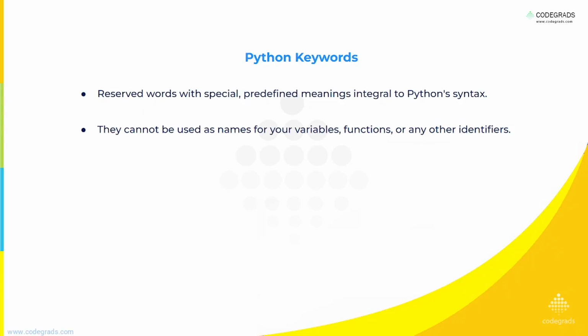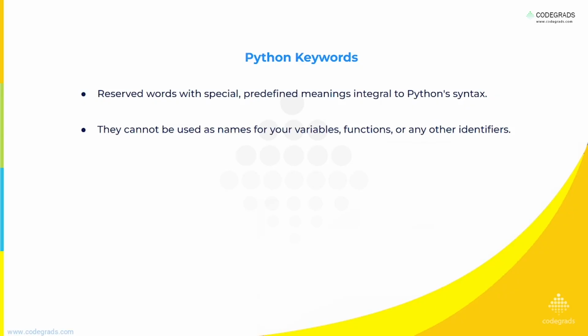Now, examples can be like if, else, for, while, class, try, True, None. So these are the keywords and they have their specific meaning for a specific task. They can be used, but we cannot use them as a variable name. So we need to take care of that part.